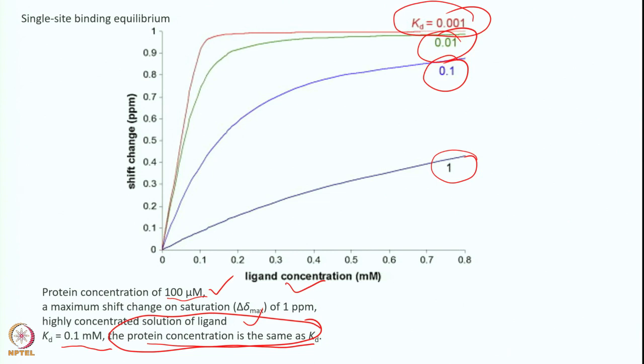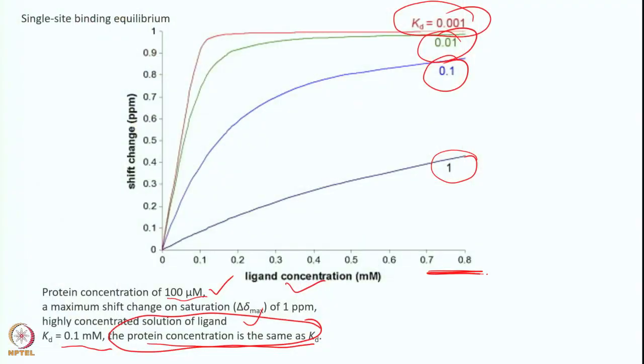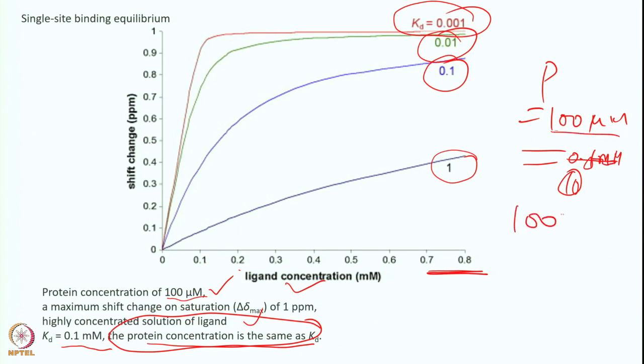Let me repeat again. We are taking 100 micromolar of protein and titrating with the ligand. Here you can see we have taken ligand at 0.1 millimolar, 0.2 millimolar, and so on, and our protein concentration is 100 micromolar. Since 1000 micromolar is 1 millimolar, we are starting with 0.1 millimolar of protein.